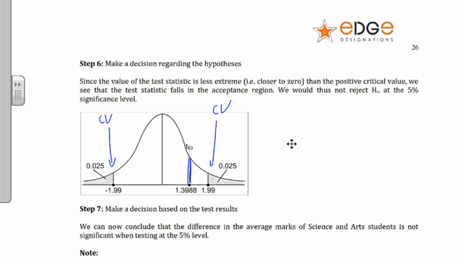I'm going to read it to you. I always like to read this verbatim because you can see exactly how we conclude. Since the value of my test statistic 1.3988 is less extreme than the positive critical value, where does it fall in? It doesn't fall into the rejection region, and therefore it's not in the rejection region because the test statistic, in order to be rejected, would need to fall into there or there. Therefore, we fail to reject H0, so I cannot prove anything.